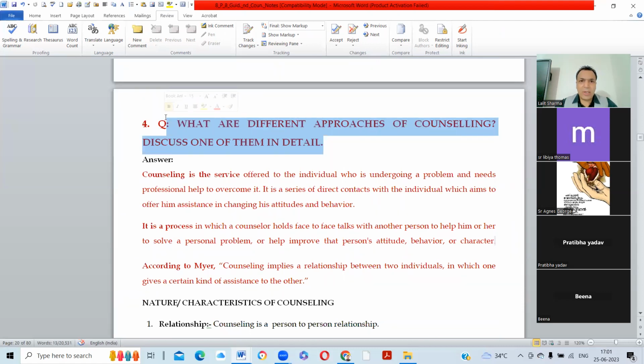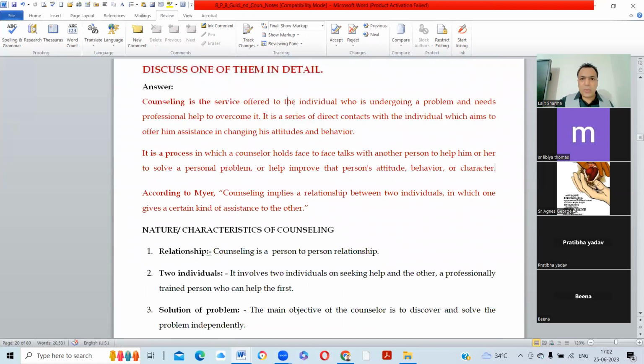In the starting, I have already talked about it. There are three types of counseling, right? One is directive, non-directive, and eclectic. Counseling is basically a service offered to an individual who is undergoing a problem and needs professional help to overcome it. Counseling plays a very important role, guys.